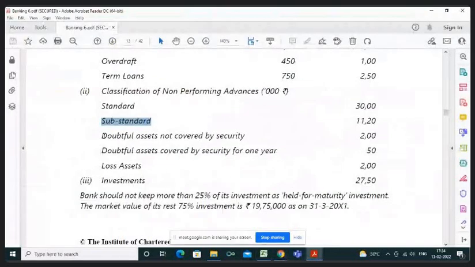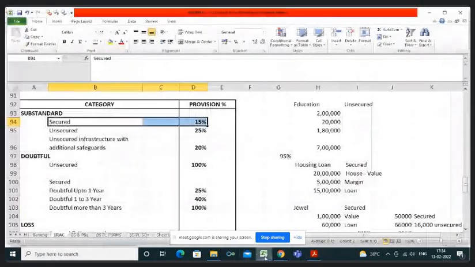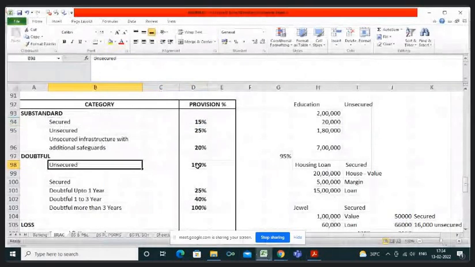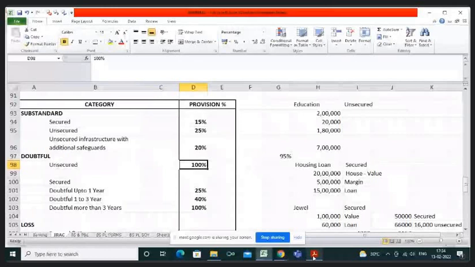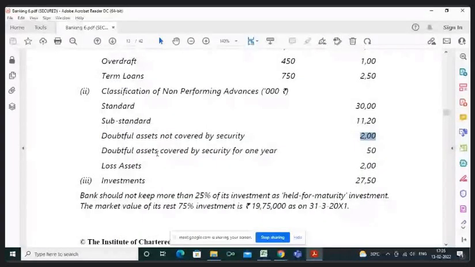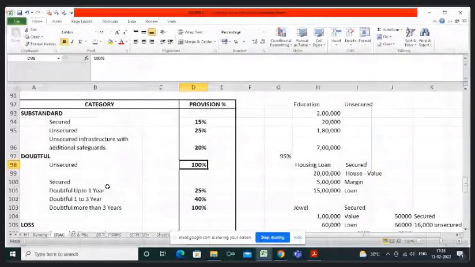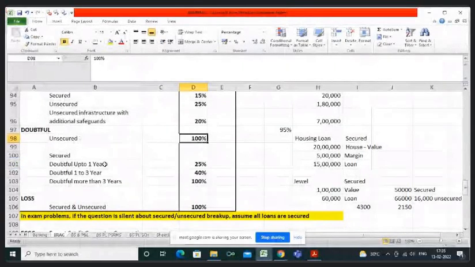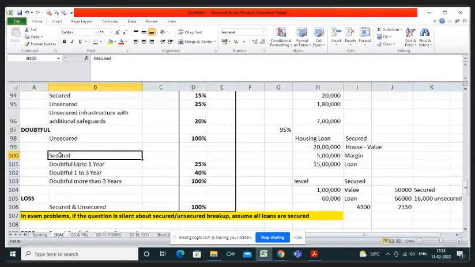Then doubtful assets not covered by security. The information is in the question itself, so there is no need for a working note. So we go by doubtful assets unsecured. What is the provision percentage? 100%. Then doubtful assets covered by security for 1 year, 50. Then what is the percentage? We have to go by doubtful secured, and up to 1 year it is 25%.